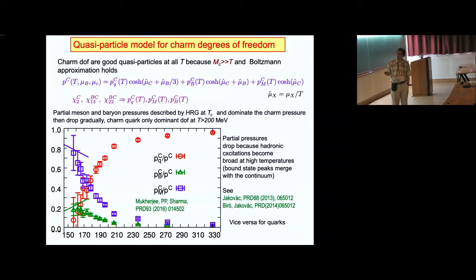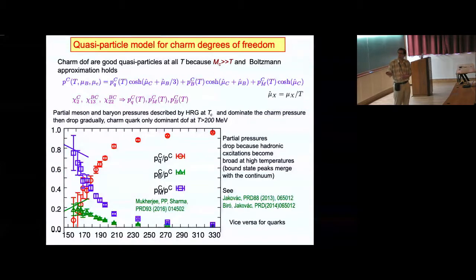Now, I guess what may be interesting is that the way this meson and baryon pressure turns off as you go to high temperature is not very abrupt. It's very smooth, right? So you go to higher and higher temperature, and the meson pressure is still significant, right?